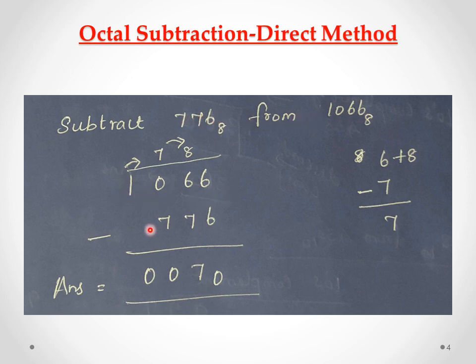Now I've written 1066 minus 776. So 6 minus 6 is 0. Now 6 minus 7, the minuend is smaller, so I'm getting carry from this position. This position is 0, so I'm getting carry from the next higher order bit 1. So this one changed to 0, this position is changed to 7, and this position is going to 8. Now 8 is added with 6, then 14 minus 7 gives the answer 7. So here 7 minus 7 is 0. So this is the way to subtract in direct method.